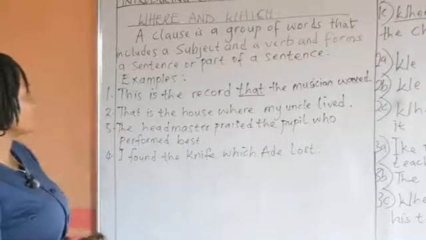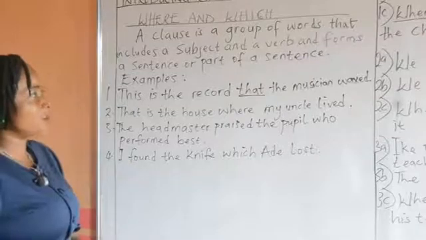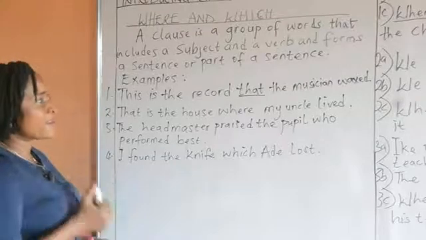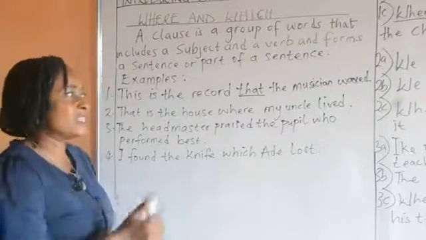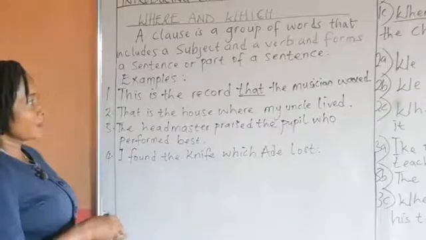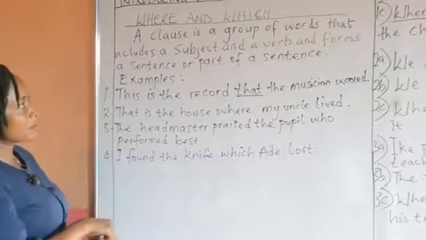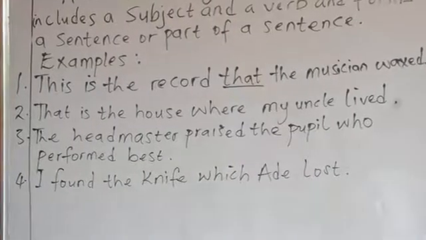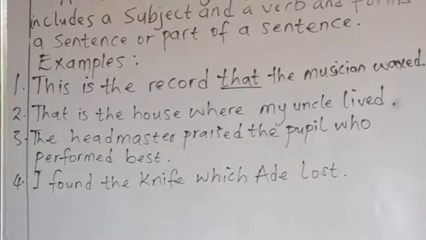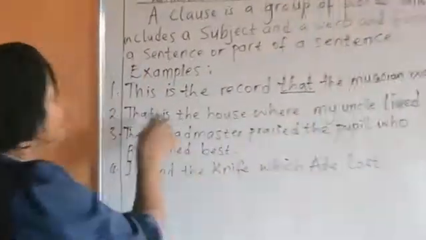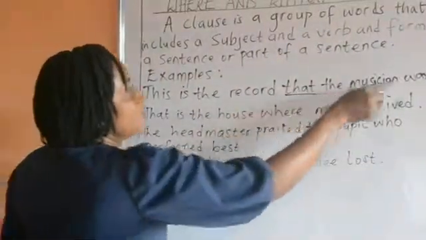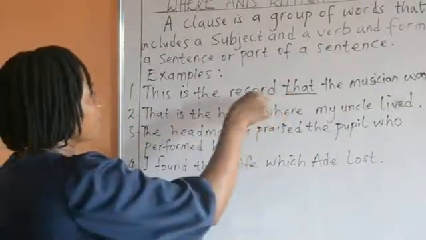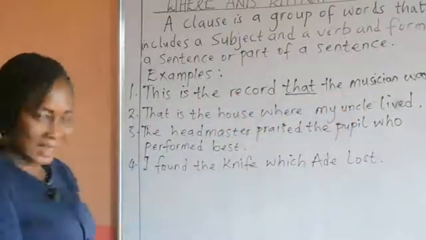Examples. Number 1. This is the record that the musician waxed. Now the word that we are looking at here, the clause, is the word that. The word that, which I have already underlined for you. This is the record that the musician waxed. So that, it is talking about the record that the musician waxed.